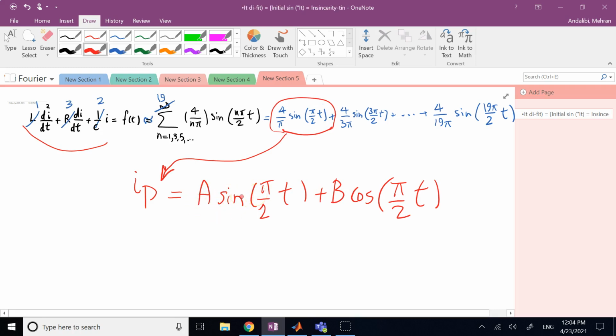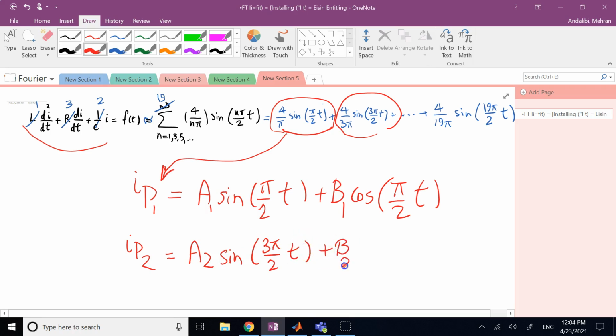You know that from differential equations, so I'm not going to go there. And then you move to this one. So if I call this IP1, then IP number 2, or you might call it IP number 3, doesn't matter. Let me call this A1 and B1. Then this is going to be A2 times sine of 3 pi over 2 t plus B2 cosine of 3 pi over 2 t. And again, A2 and B2, you plug them into the governing ODE with only this term on the right-hand side, and then you find A2 and B2.